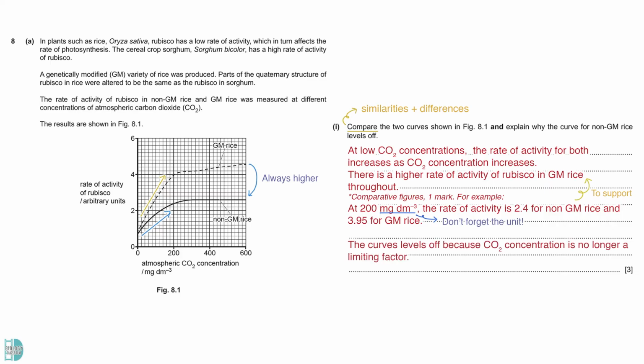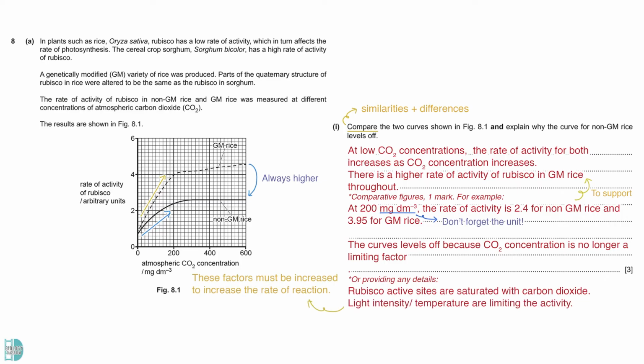The graph levels off at high carbon dioxide concentrations because it's no longer limiting. You can also get this mark by detailing why it is no longer a limiting factor. For example, you can explain that the active sites of Rubisco are saturated with carbon dioxide. You can also talk about the other factors that are now limiting the reaction. To increase the rate of activity, you have to increase these factors. Another reason is that there is less RuBP available as most of it has already reacted with carbon dioxide.